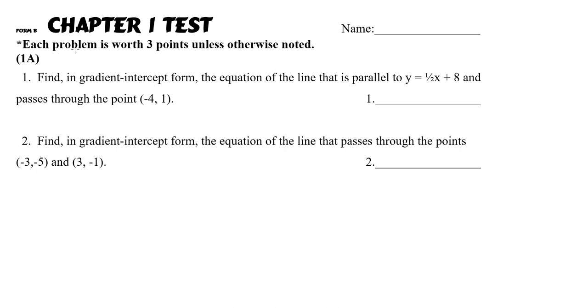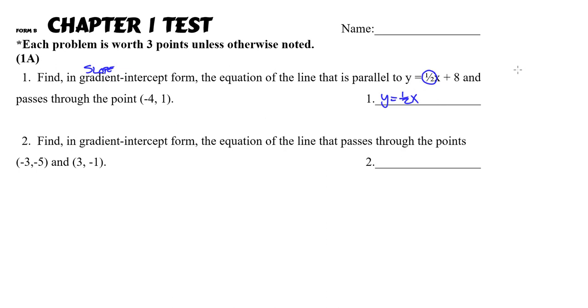This is the B form. Number 1, find in slope-intercept form the equation of the line that's parallel to y equals 1/2 x. It means it's got the same slope, right? So we get y equals 1/2 x. That's like a gimme. And then passes through the point -4, 1.